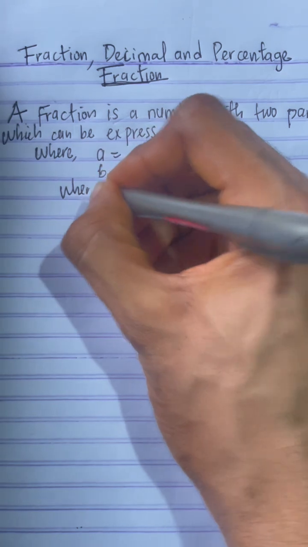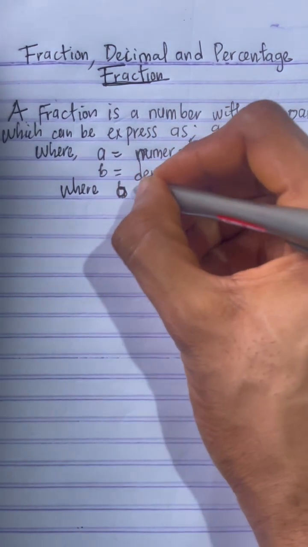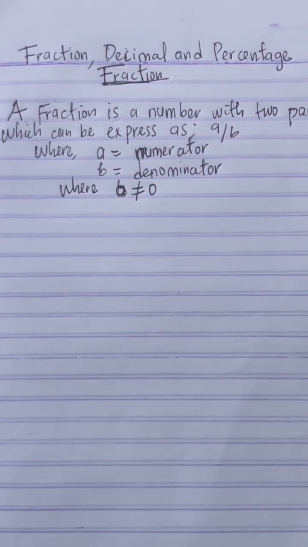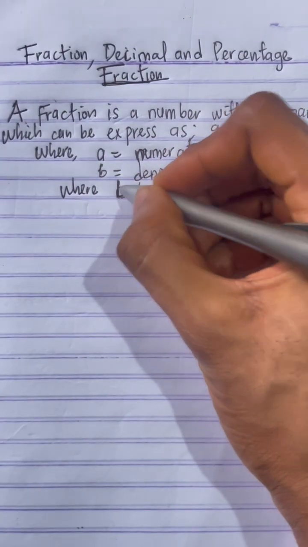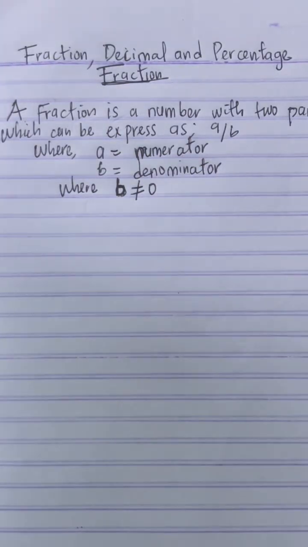Where b is not equal to 0. That's what we call a fraction. So a fraction is a number that can be expressed as a over b, where the up part is called the numerator and the down part is called the denominator, where b is not equal to 0.